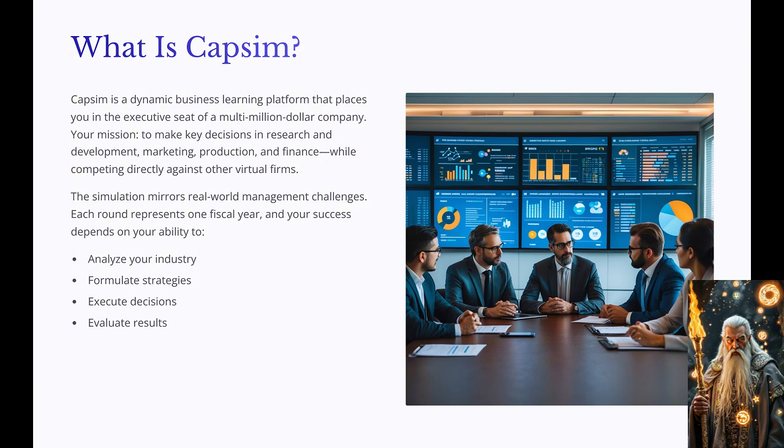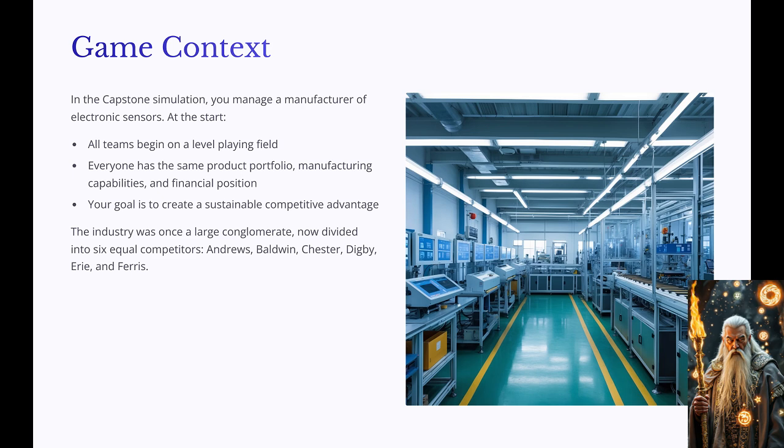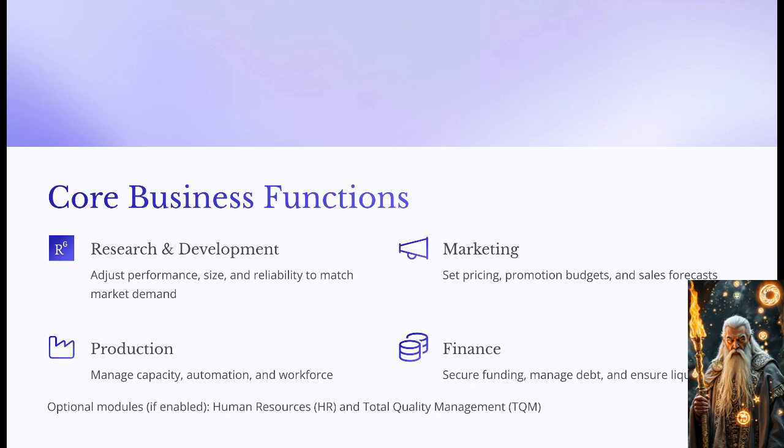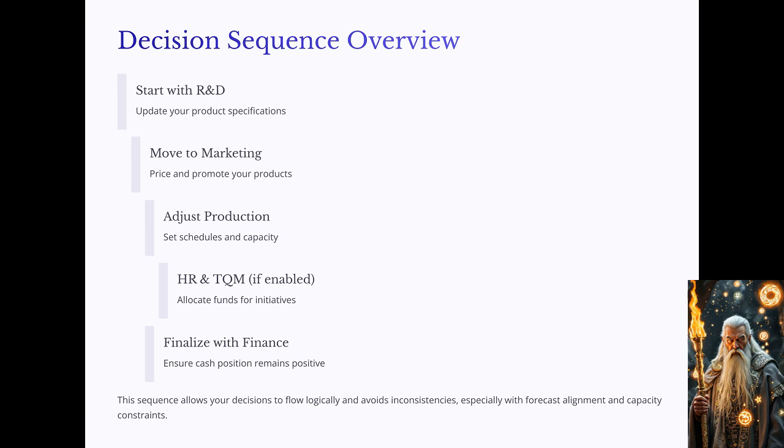Game context. In the Capstone simulation, you manage a manufacturer of electronic sensors. At the start of the game, all teams begin on a level playing field. Everyone has the same product portfolio, manufacturing capabilities, and financial position. Your goal is to create a sustainable competitive advantage. The industry was once a large conglomerate, now divided into 6 equal competitors. You'll be assigned one of these companies, such as Andrews, Baldwin, Chester, Digby, Erie, or Ferris.